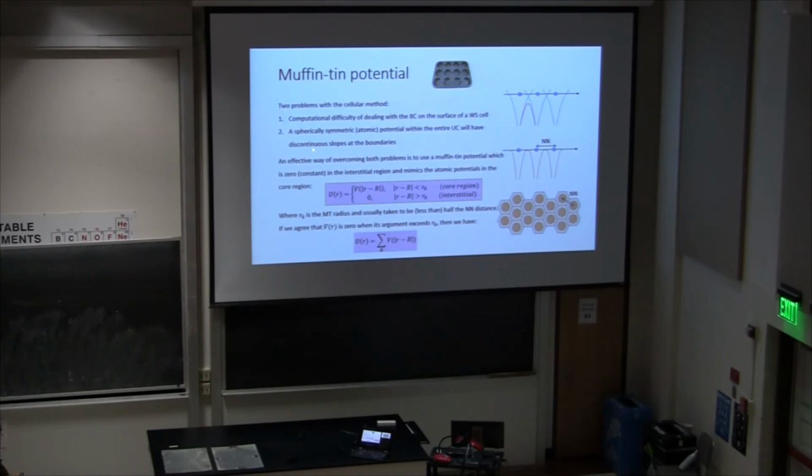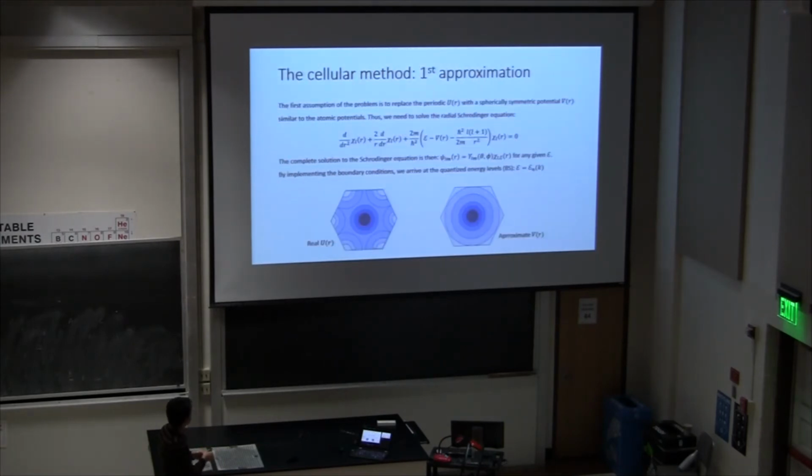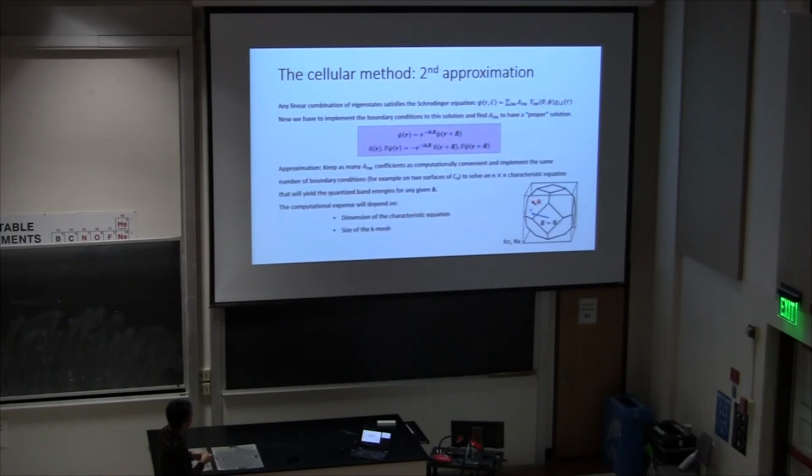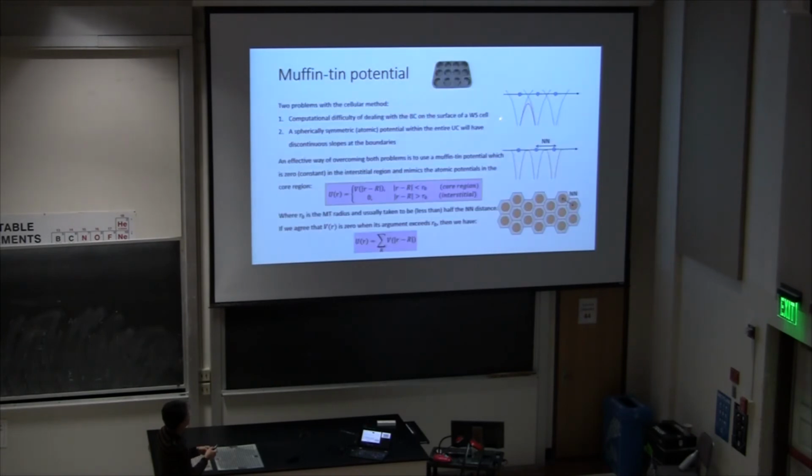The second issue with the cellular method is that you always assume this spherically symmetric atomic potential, right? And the spherically symmetric atomic potential, in fact, poses a big problem. The problem is as follows. Let's say these are your atoms, and you assume this kind of potential. It's a spherically symmetric potential. It decays as you get away from the nucleus. Okay? So here is how it looks in a periodic structure.